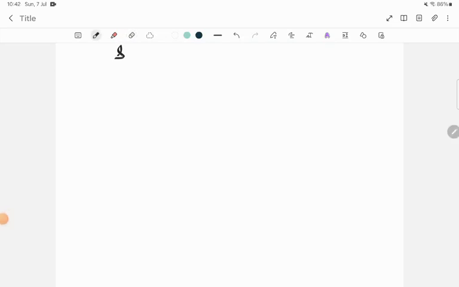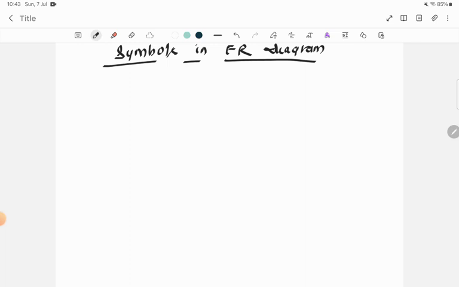So in today's video we'll be discussing symbols in ER diagram. What are the symbols that we use in order to draw an ER diagram? I'll be explaining each symbol in detail, giving an example, and after this we can start drawing the diagram. In this video I'll be covering only the symbols.